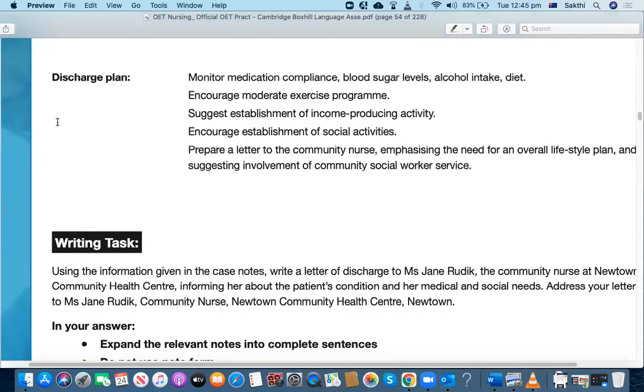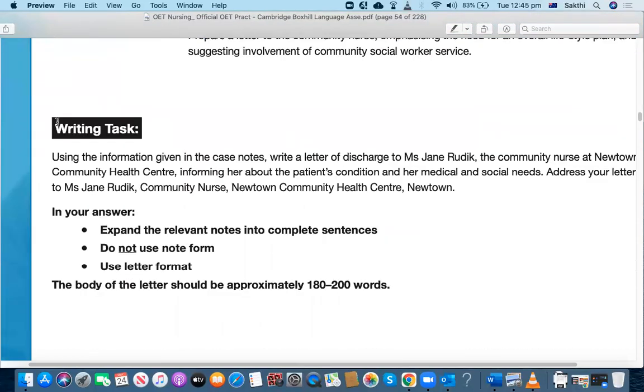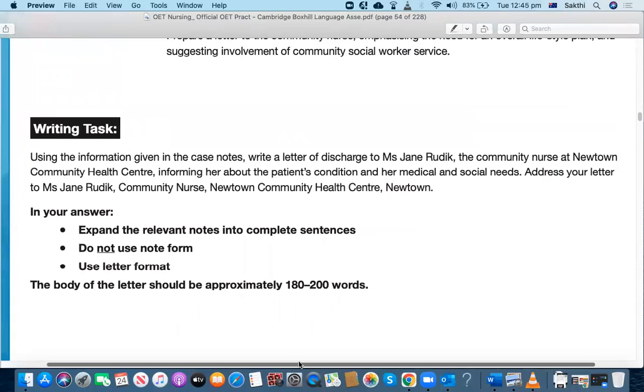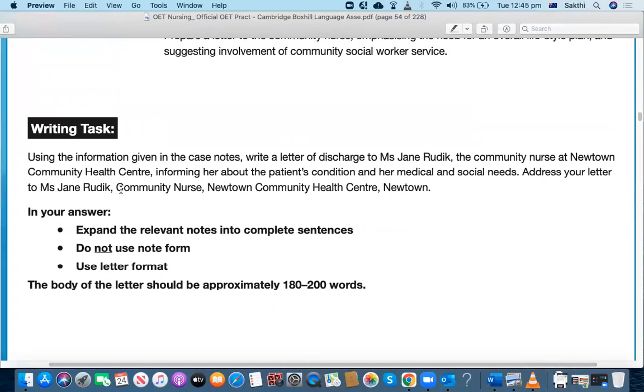Let's scroll down to the writing task. Can you see this writing task? This is the one which contains the information regarding the recipient. It tells you who the recipient is, where the recipient is working, and what kinds of information to include in your letter. See this one: using the information given in the case notes, write a letter of discharge to Miss Jane Riddick.